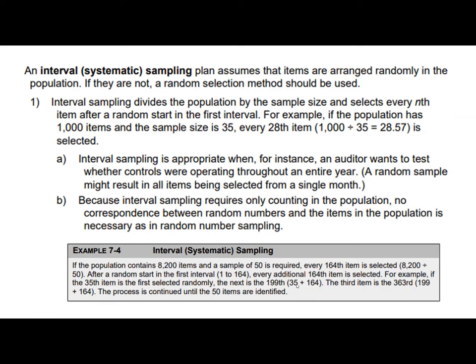The second item is 35 plus 164, the 199th item. The third item is 199 plus 164, that is the 363rd item. Like that, you continue adding 164 to the starting point, and you pick the relevant items until you pick the sample of 50. By the time you reach the end of the 8,200, picking one from every 164 items, your sample size of 50 will be completed. So that is your sample. That is what you mean by interval sampling.